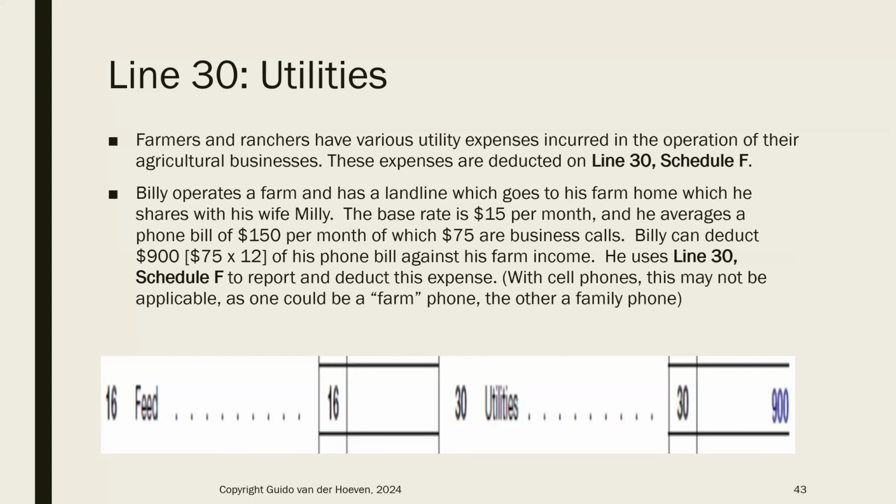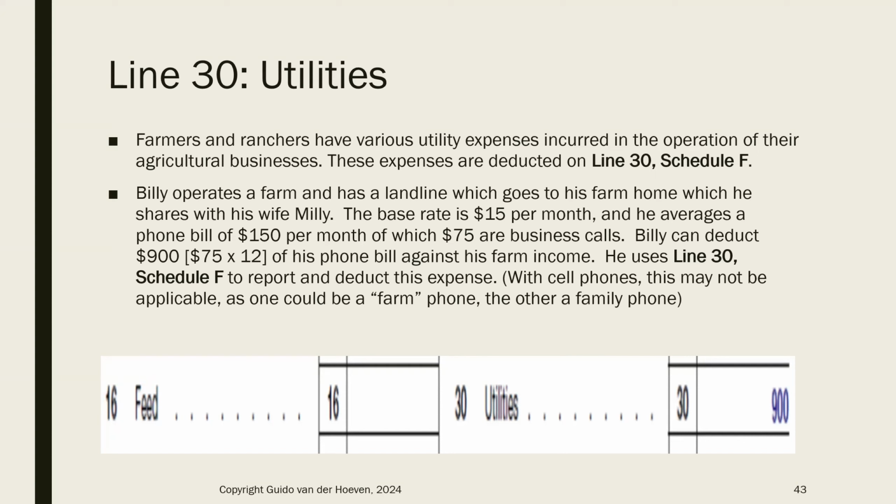Utilities, you've got those for gas and electricity and those kinds of things. Here we've got the example that Billy operates a farm, has a landline, one of those very few people that still has a landline, goes to his farm home, which he shares with his wife, Millie. The base rate's $15 a month. He averages a phone bill of $150 a month, of which $75 are business calls. So he's going to be able to deduct $75 a month times 12, which is $900 against his farm income. And he's going to use line 30 there.